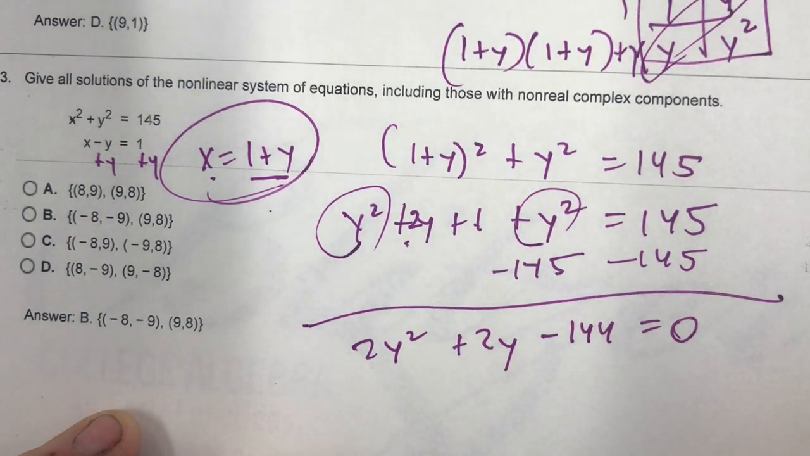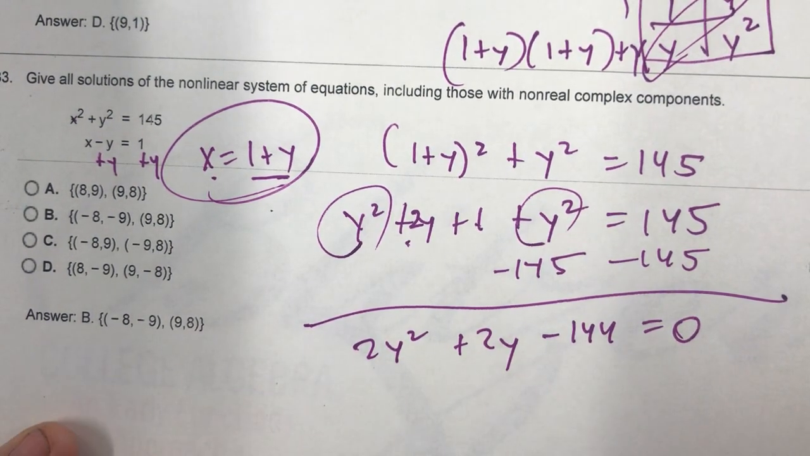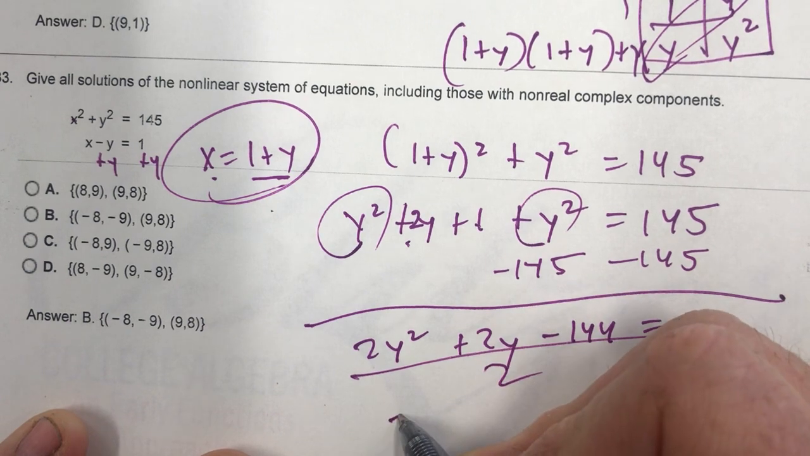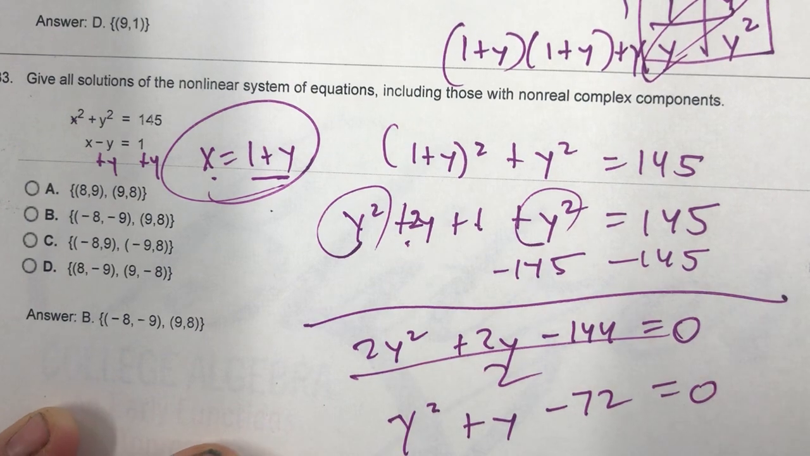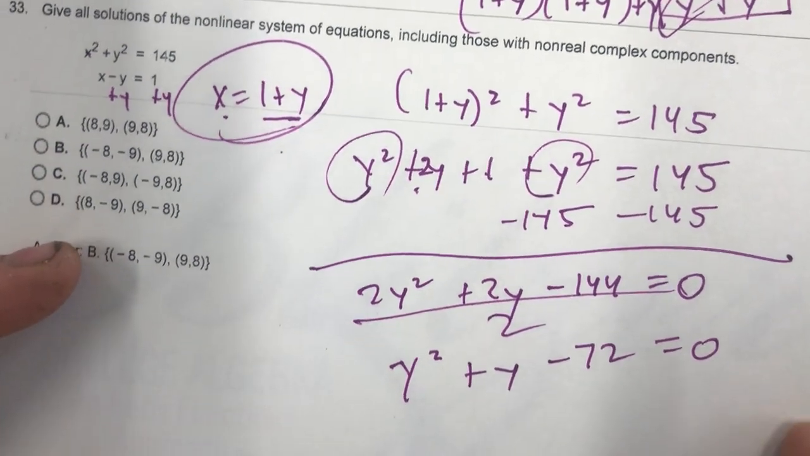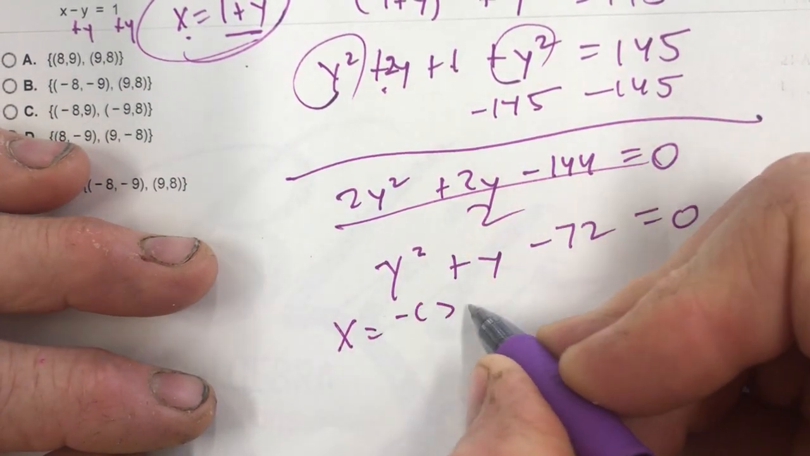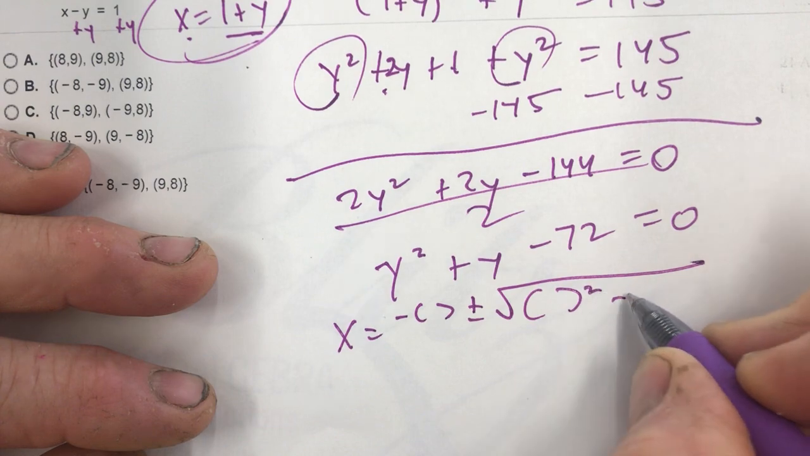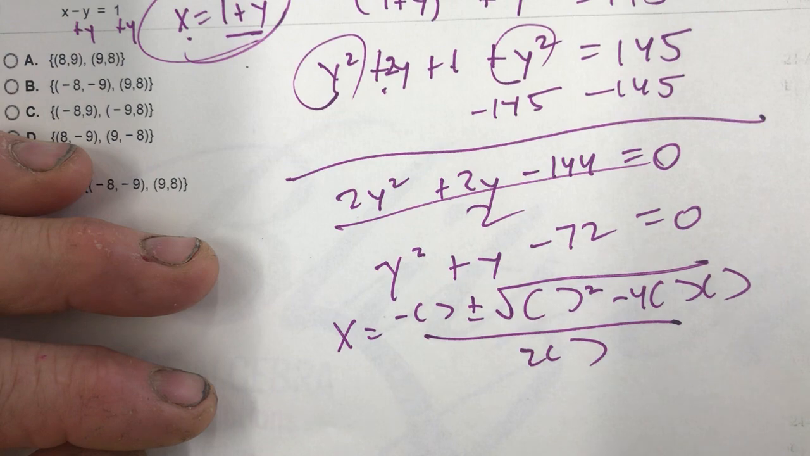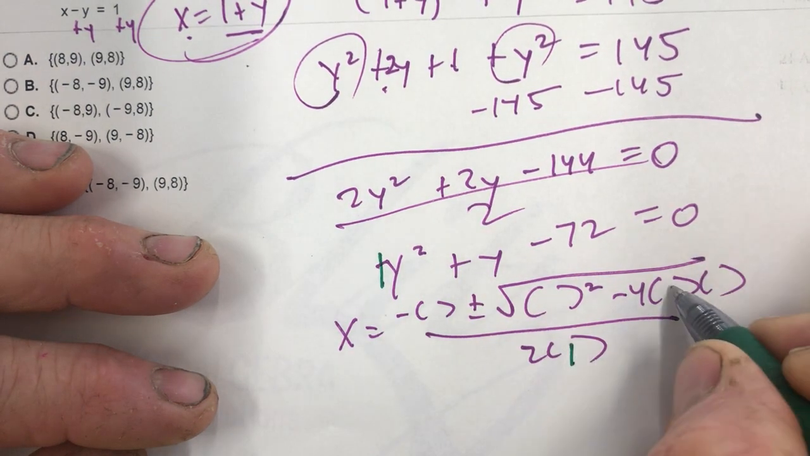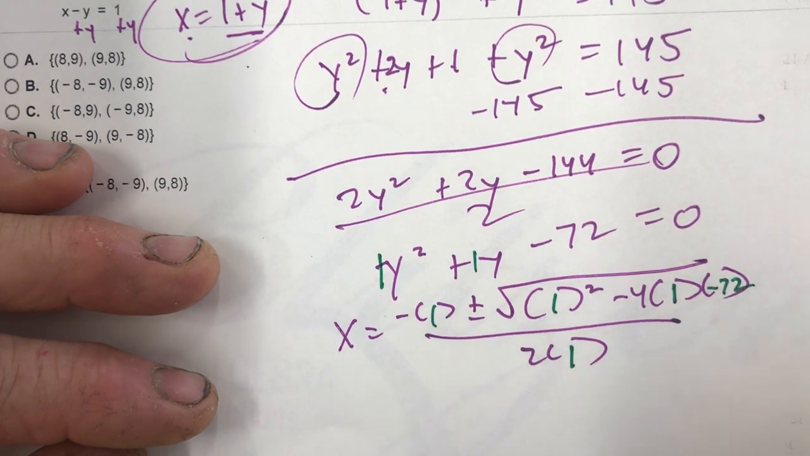Okay, a little bit sloppy here, I'm sorry. I will notice here all these are divisible by 2, so I can divide them all by 2, which gives me y squared plus y minus 72 equals 0, and that might help it come out a little bit easier. So x equals negative b plus or minus the square root b squared minus 4ac all over 2a. All right, so my a is 1 right here, so that goes in here. My b is a 1, and my c is a negative 72.